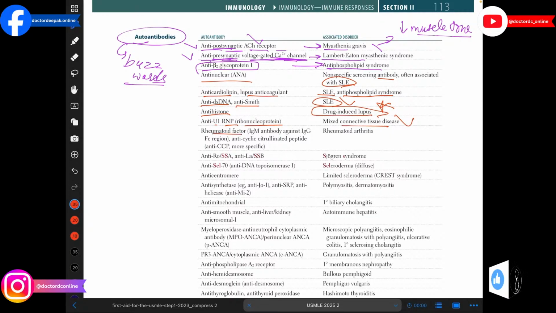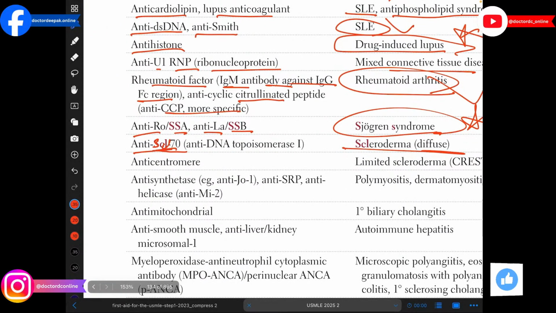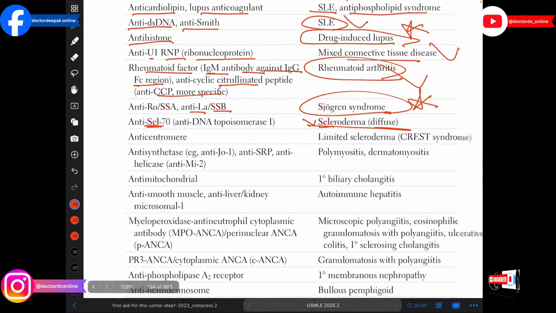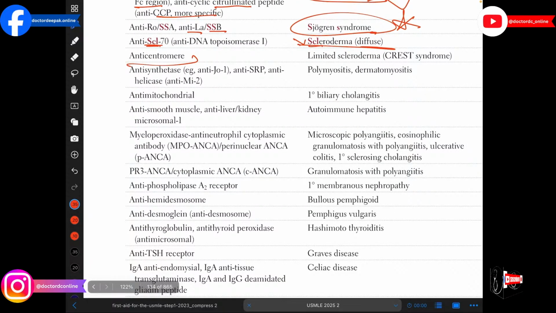For rheumatoid arthritis, rheumatoid factor, an IgM antibody against the IgG Fc region, or anti-cyclic citrullinated peptide, which is more specific, are associated. Anti-Ro or SSA and anti-La or SSB are associated with Sjogren syndrome. Anti-Scl-70 is scleroderma, as the name already mentions scleroderma. Anti-centromere is associated with limited scleroderma or CREST syndrome.